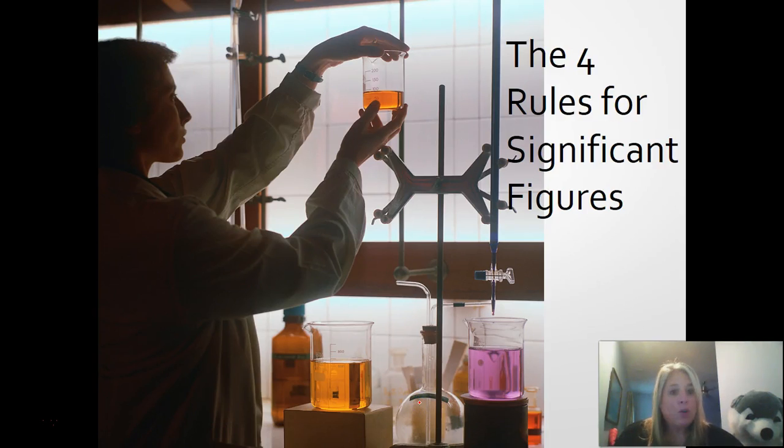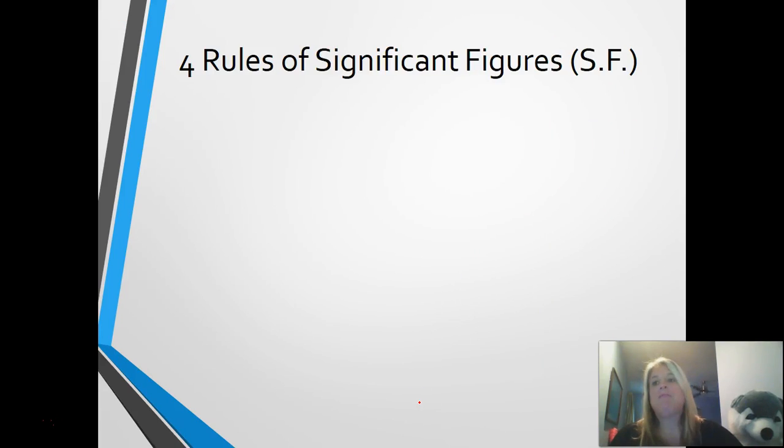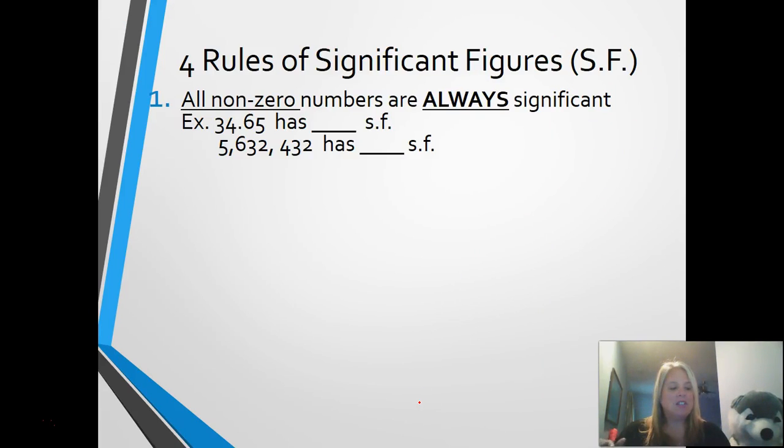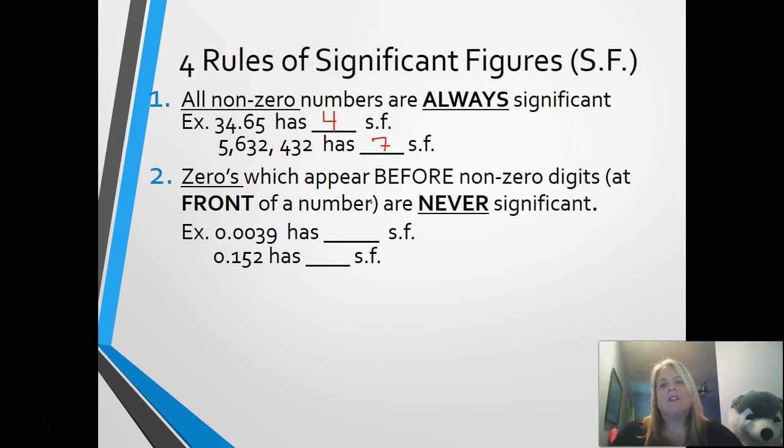In this video, we're going to learn the 4 rules for significant figures, and then we're going to practice them. So, first rule, any digit that's not a 0 is significant. For example, here we have 34.65. These are all normal non-zero digits, so we have 1, 2, 3, 4, 4 significant figures. Here in this number, again, all of these digits are not zeros, so we have 1, 2, 3, 4, 5, 6, 7 significant figures.